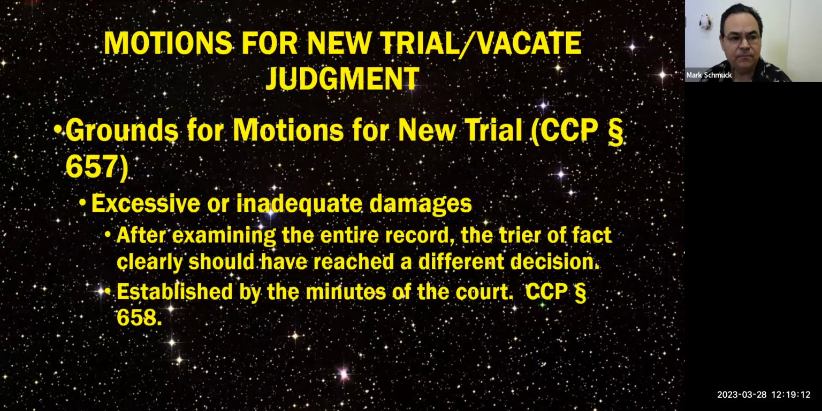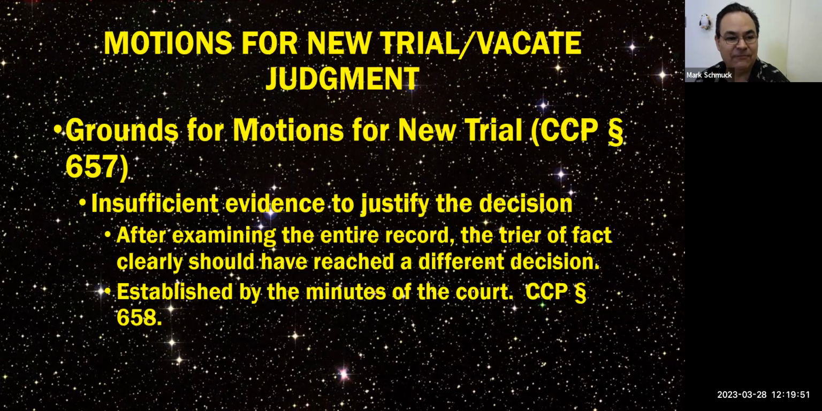The next ground would be excessive or inadequate damages. The ground here requires the court to re-examine the entire record, and only the trial record, and that the trier of fact clearly should have reached a different decision. Unlike the other grounds that we've already discussed, this ground is established solely from the minutes of the court. In other words, only from the record that was received during the trial. No extrinsic evidence is allowed in order to justify an order for a new trial on this ground.